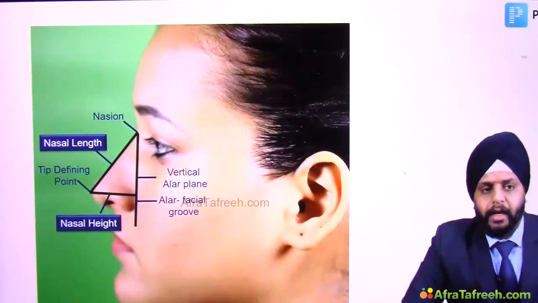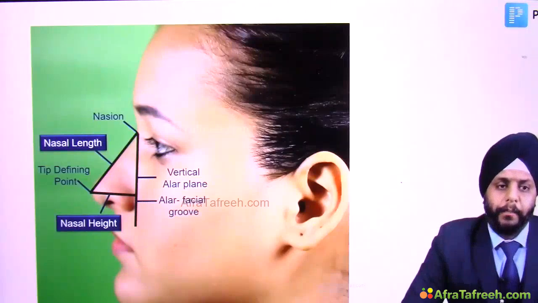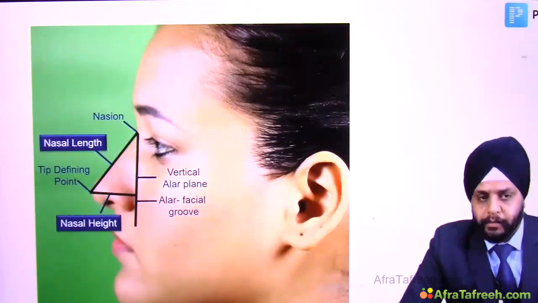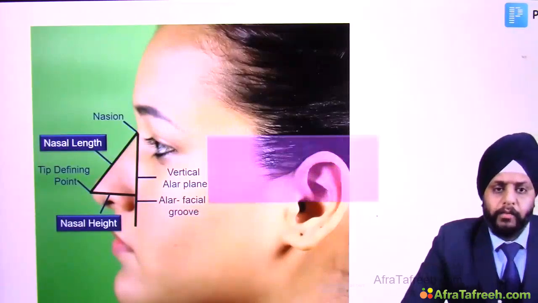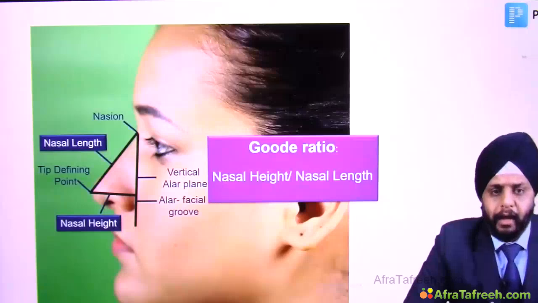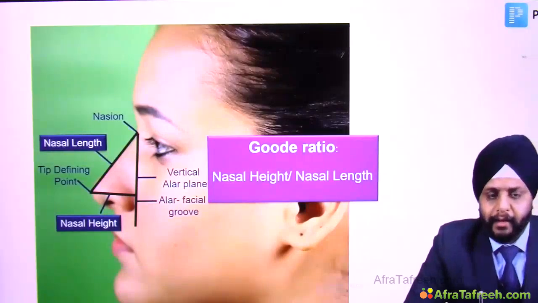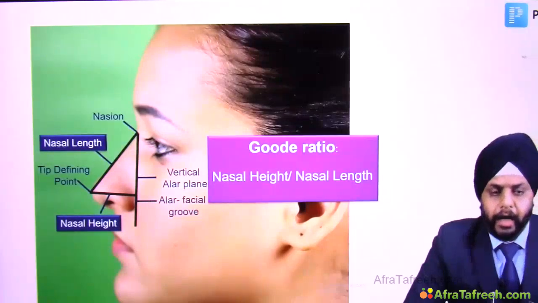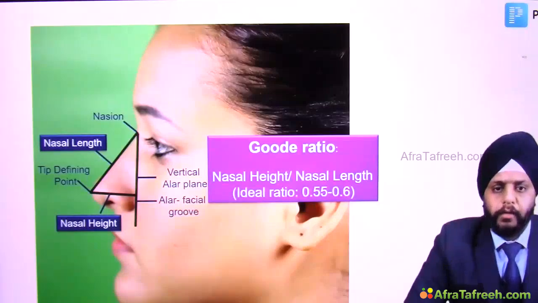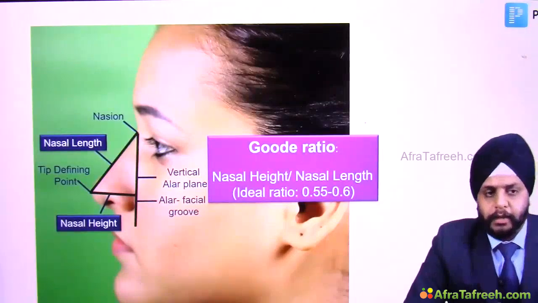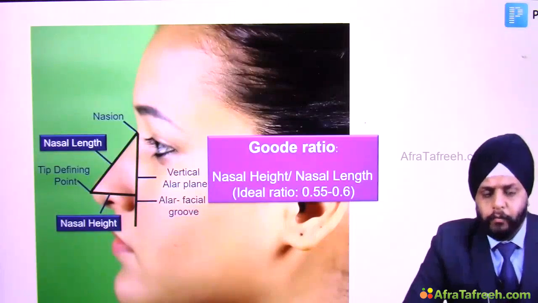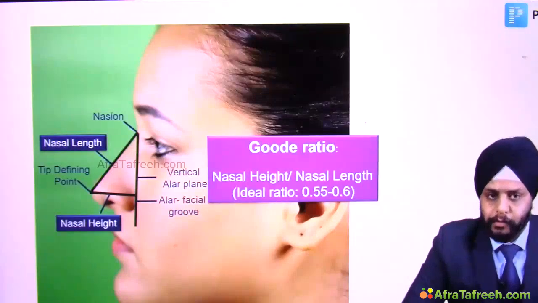And this nasal height is also dependent upon the nasal length. And nasal length in turn is dependent upon the face. How is that dependent? That is known as the Goode ratio. The Goode ratio is nasal height upon nasal length. All right, and an ideal Goode ratio for the nose to look beautiful is 0.55 to 0.6. That is an ideal Goode ratio, right? Okay, so this is how we determine the size of the nose.